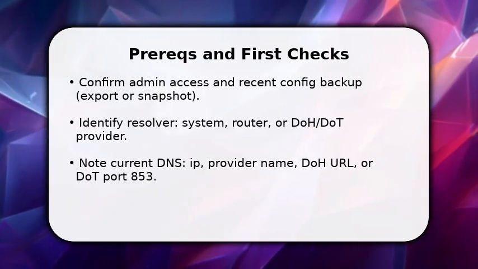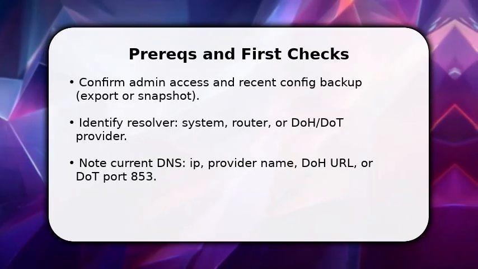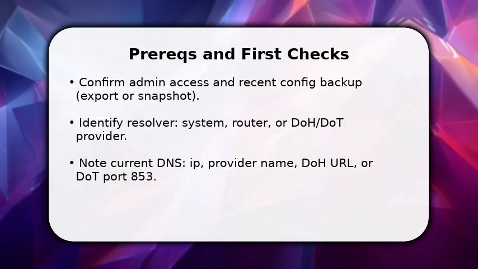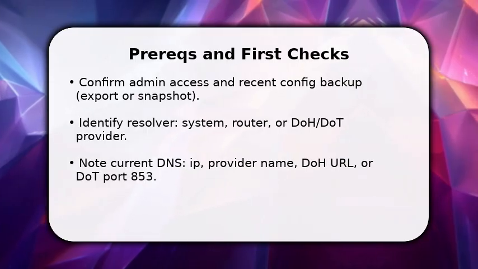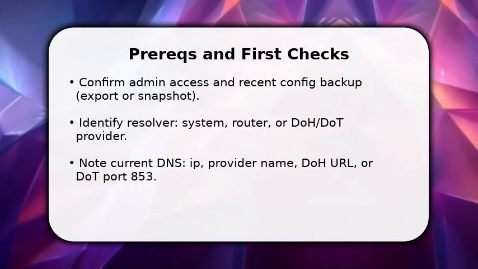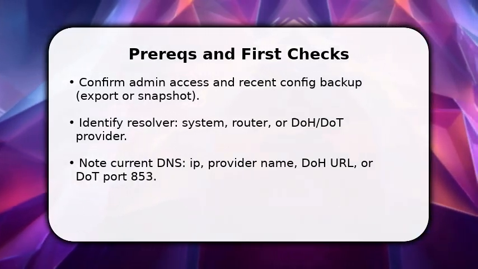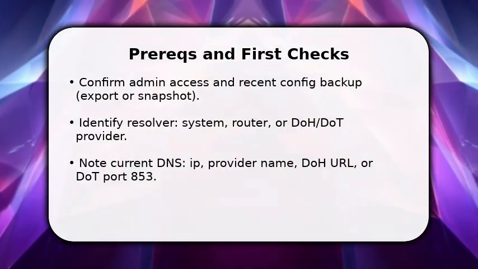Now start by discovering where DNS is resolved. On your machine, run the resolver status or check network settings to read the current server IP and protocol. On the router, log in and open the DNS or WAN panel. If you use DoH or DoT, note the provider URL and port. Once done, record these values so you can compare expected secure endpoints against what actually appears.